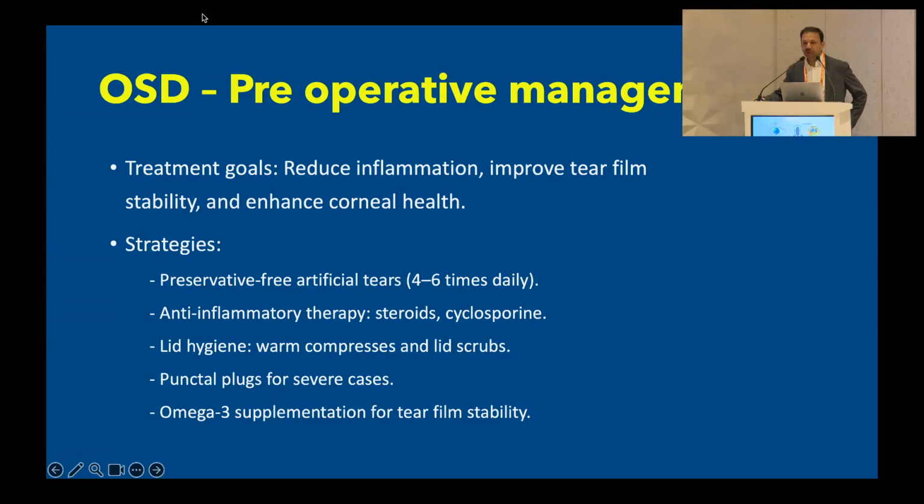So how do you optimize the surface? Well, you use lubricants, and nowadays you have a lot of preservative-free tears, so ideally you should use that. If there is significant inflammation, you can consider using low-dose steroids, softer steroids, or cyclosporin. Consider lid hygiene and warm compress. And in severe cases, sometimes you might even put a temporary punctal plug to allow the optimization of the tear film.